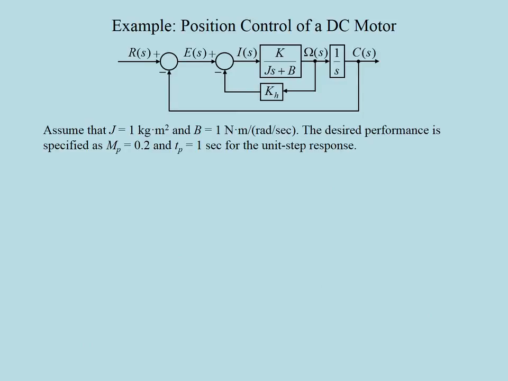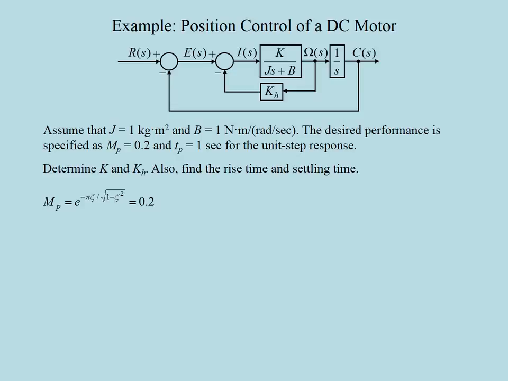Now, let us assume that the moment of inertia is given as 1 kilogram times meter squared, and the friction coefficient is also given as 1 Newton meter divided by radians per second. The desired performance is specified in terms of the maximum overshoot and the peak time for the unit step response. We are going to determine the gains K and K sub h to meet these specifications. We are also going to find the rise time and settling time corresponding to these gain values.